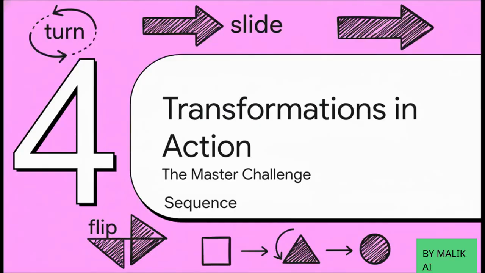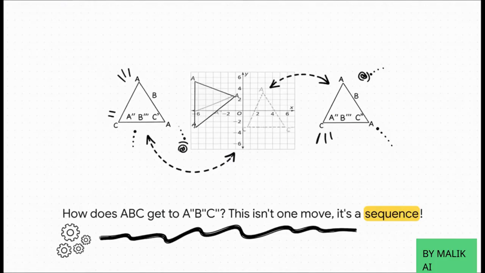All right, you've learned the moves. You know how to slide, you know how to turn, and you know how to flip. So now, let's put it all together for the Master Challenge, where we combine these ideas into one big puzzle. Okay, check this out. Our starting triangle, ABC, has a long way to go to get to its final spot, A double prime, B double prime, C double prime. This wasn't just one simple move, was it? Nope, this is a two-step journey. We call this a sequence of transformations. So, what do you think happened first?